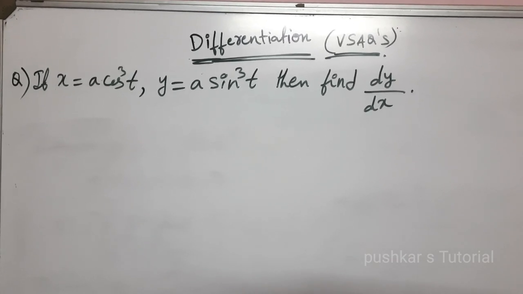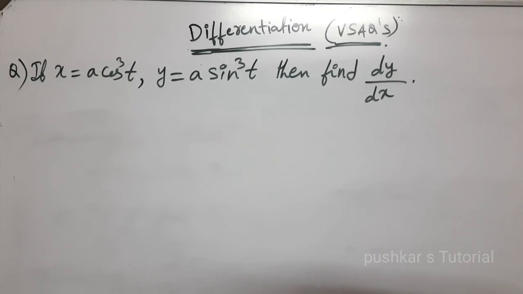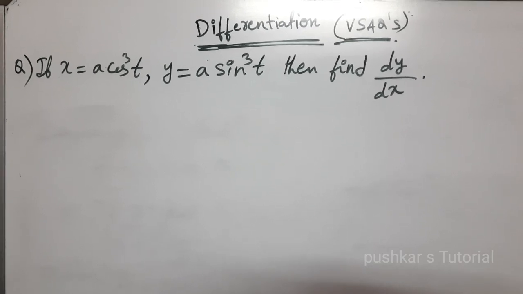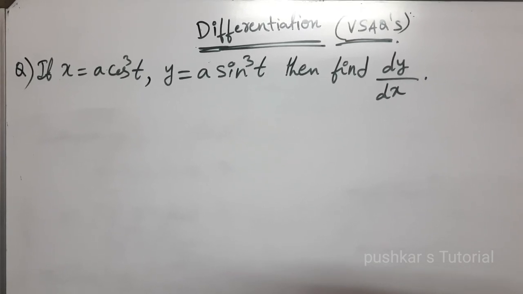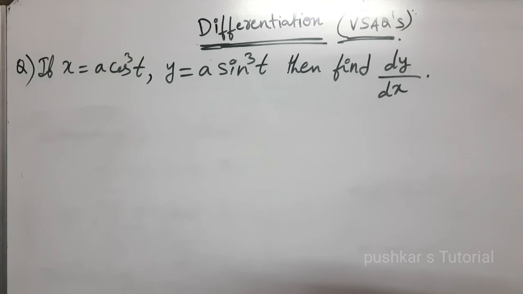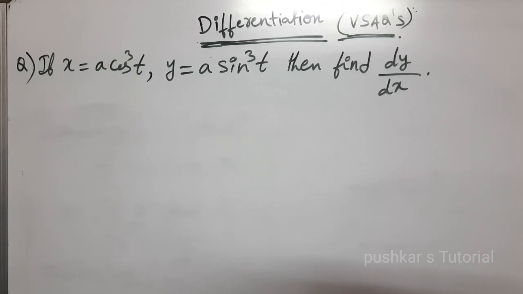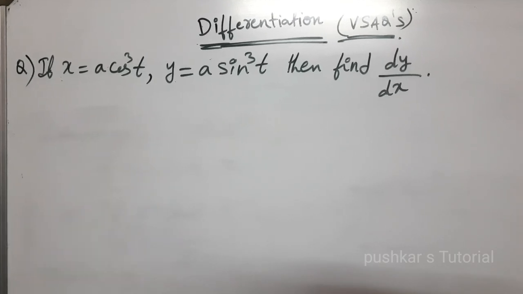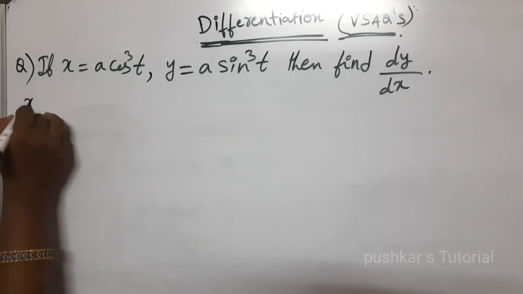If x is equal to a cos cube t, comma, y is equal to a sin cube t, then find dy by dx. In the previous problems we did differentiating with respect to x, but now here we have to do it with respect to t. Why? Because x and y are in terms of another variable, t. So do the partition.